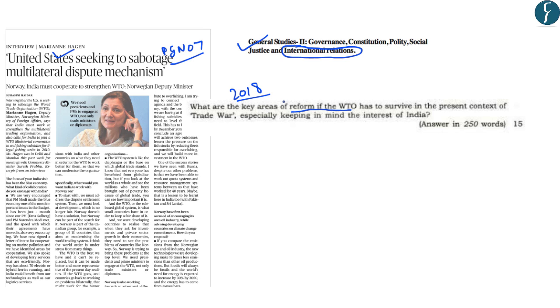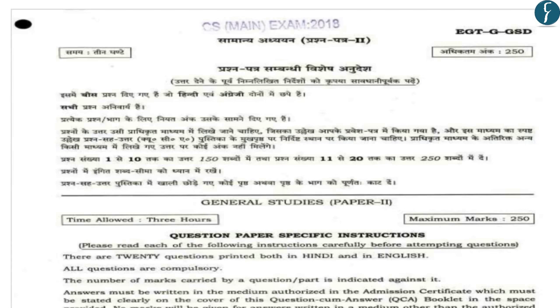Now, we have discussed the key areas of reform in the WTO in the mains question discussion in the month of October. So, here let us revise the various issues of reform at the WTO in the present context of trade war. In continuation of our series on discussion of the questions that were asked in the mains examination of 2018, today we will discuss a question that was asked in General Studies Paper 2.